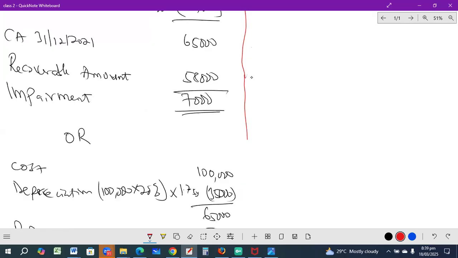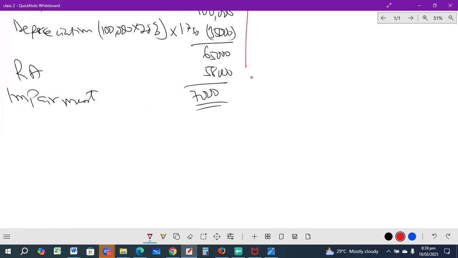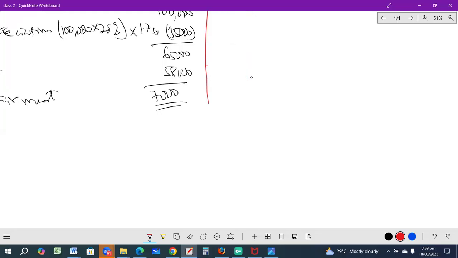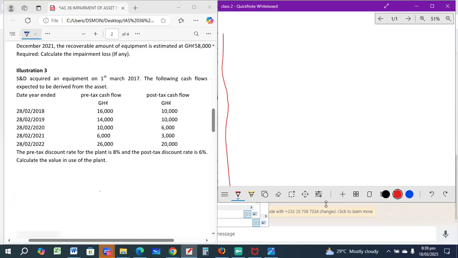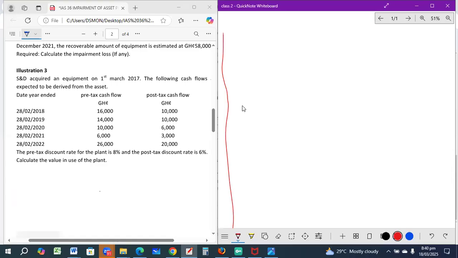Please, public sector financial reporting, the July date is here with us, and you may have an impairment question. So please make sure you study and master your impairment very well. If you are doing financial reporting, master it very well. If you are doing public sector, you need to also do it the same. All right.